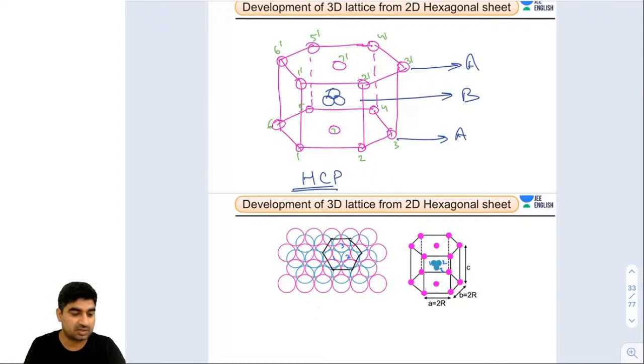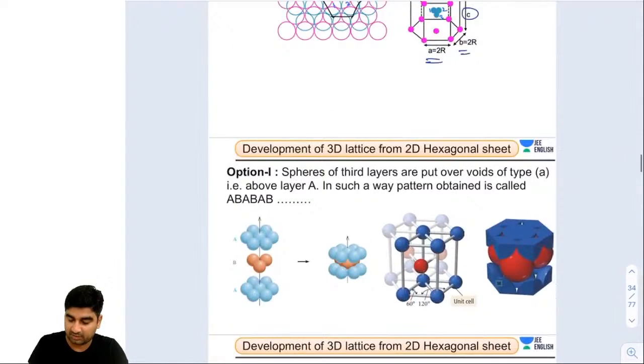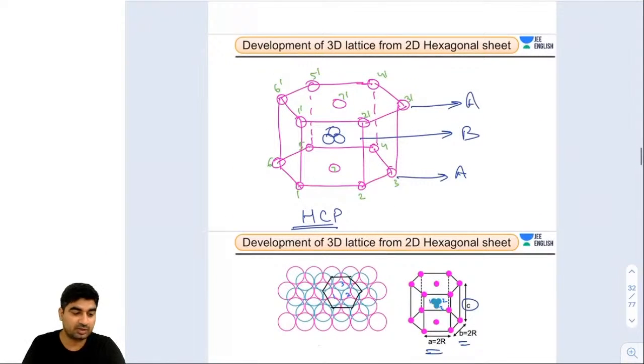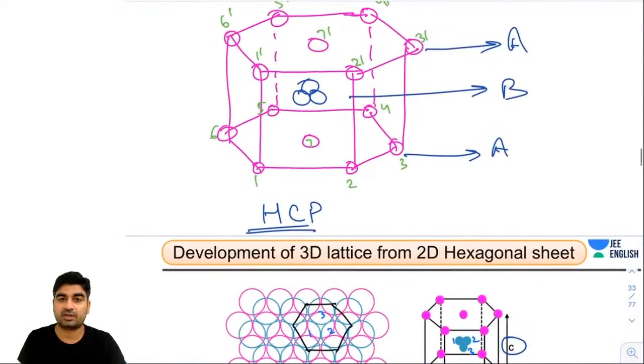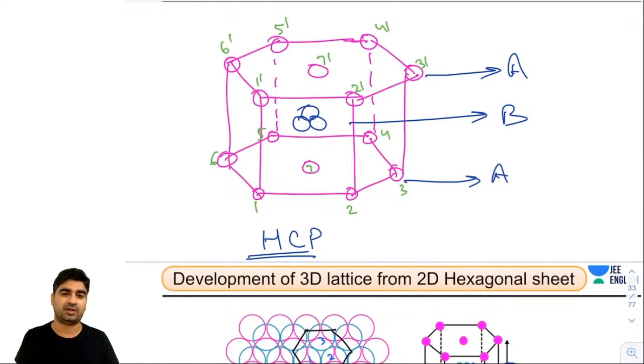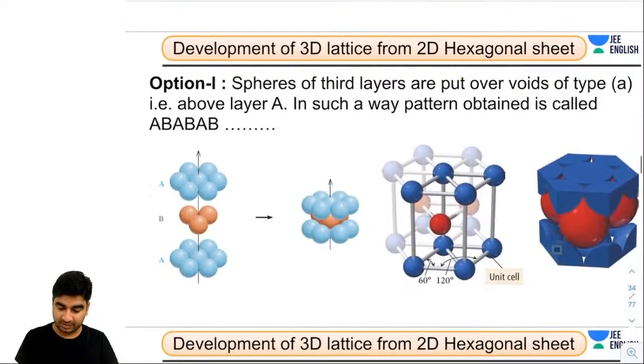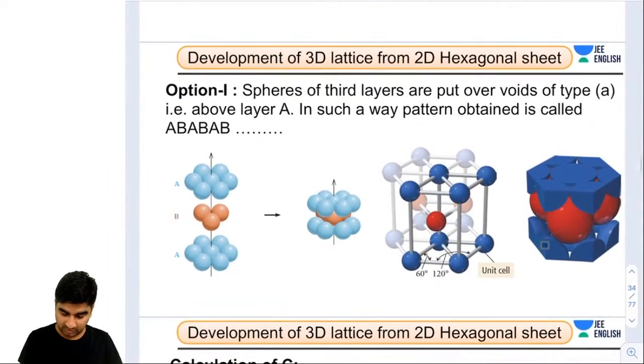Unit cell formed is called hexagonal close packing, and in this case A is 2R, B is 2R, and C is different. So the calculation for C I will give you. Note it down, and once you have noted it down, guys, take a screenshot of it. You can note it down later on. So guys, how will it look? This arrangement is called A, B and A. So AB, AB type.